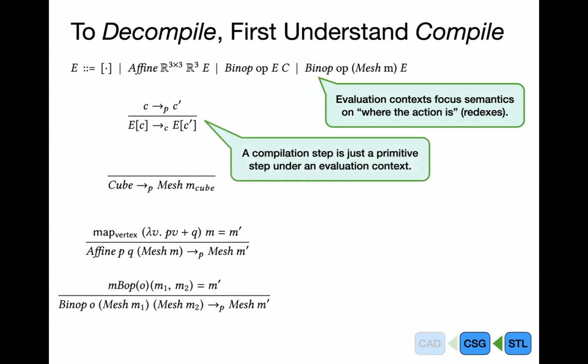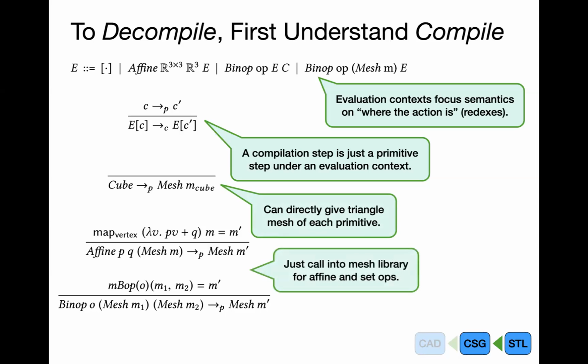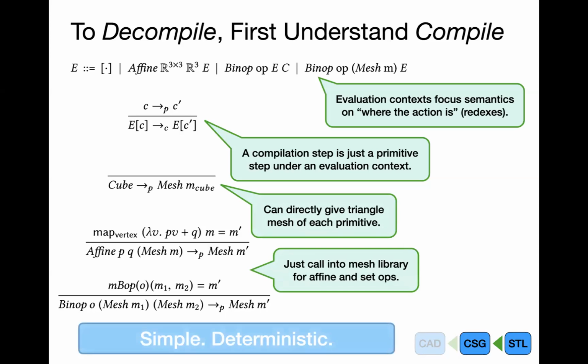Armed with evaluation context, it's pretty easy to give the semantics. Primitive steps just say if you can find a red X and you can step it, then you can take a compilation step as well. We have primitive steps for the geometric primitives. In those cases, you just directly generate the mesh for that primitive. And for the affine and binary operators, because we set up the evaluation context just right, we know that when we step those, their arguments will always be meshes already. So in those cases, we just need to call the underlying mesh library to do the mesh level operation on those arguments.